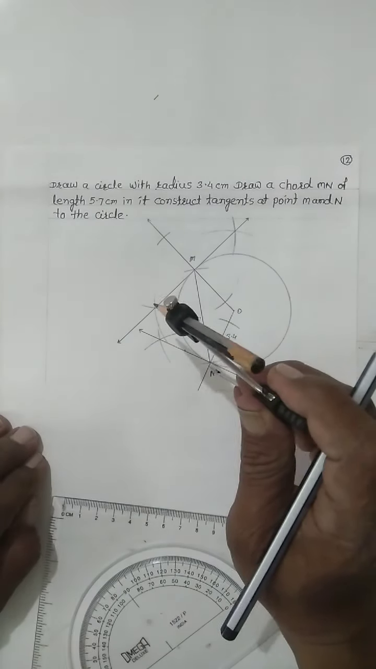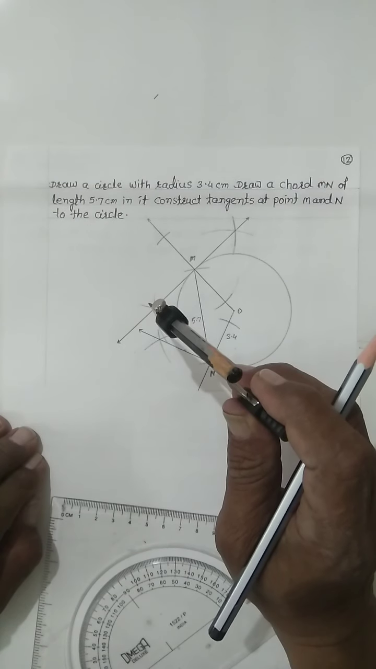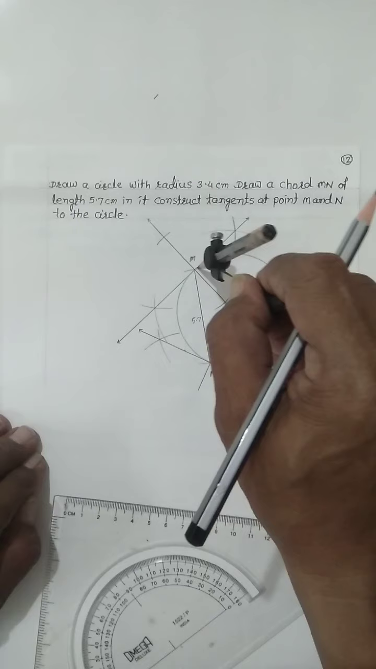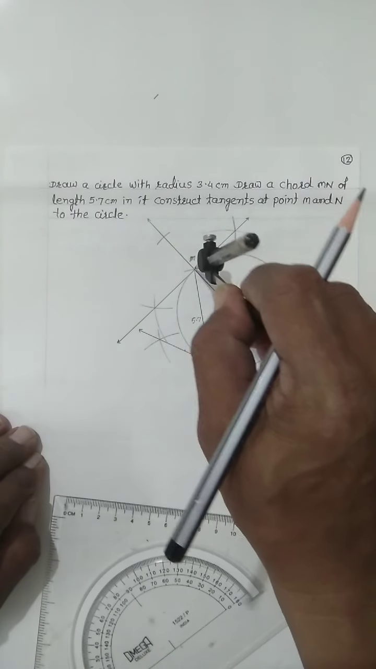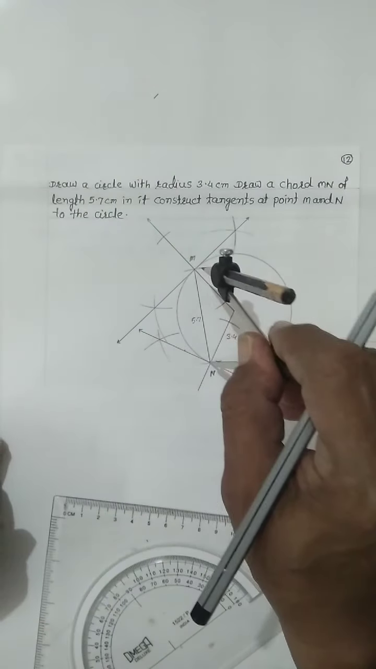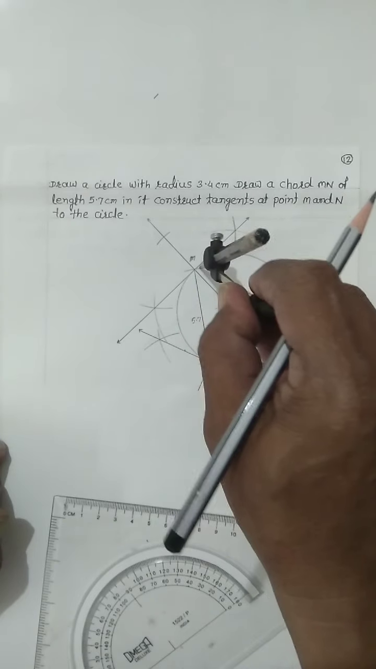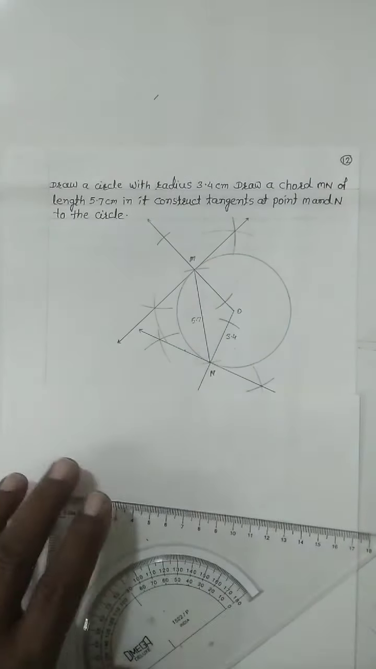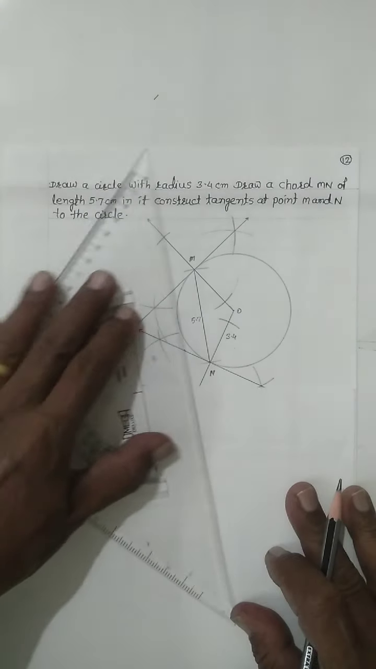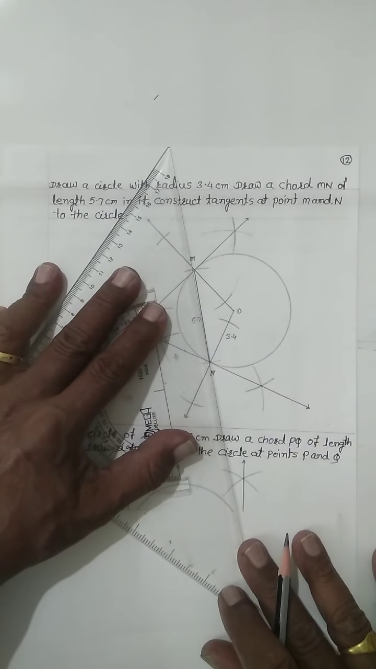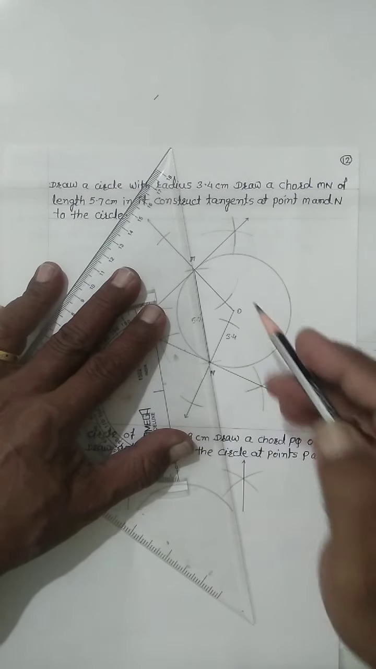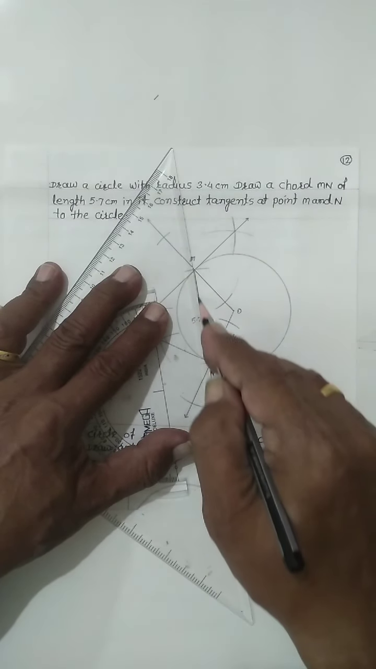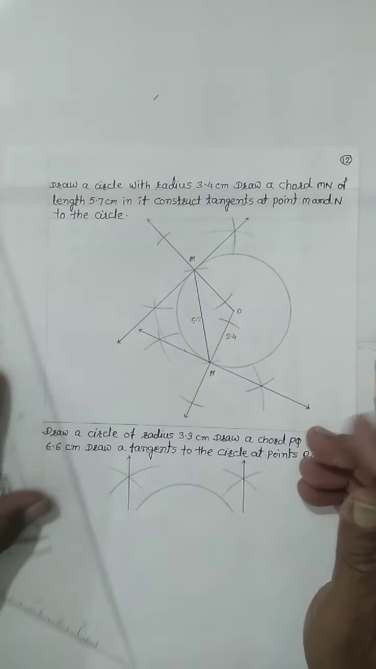and from this point N draw the arc which intersects the circle. The distance between N and M is 5.7, which means it is the chord of the circle. Then join this M and N, we get the chord of the circle. In this way we draw the chord of the circle MN.